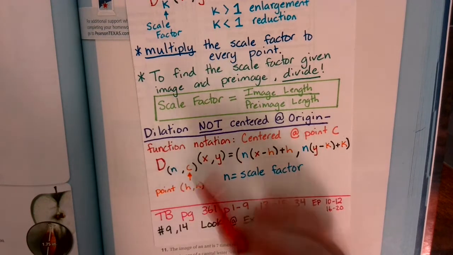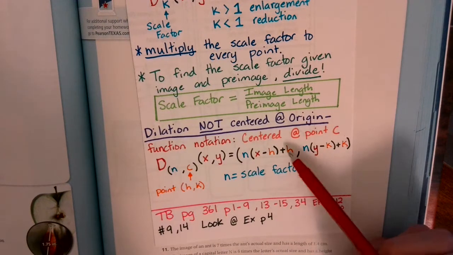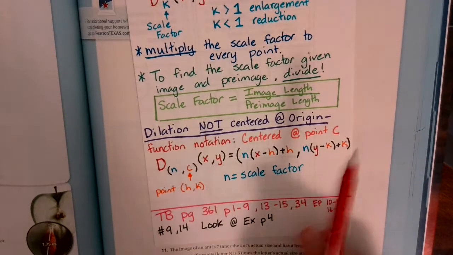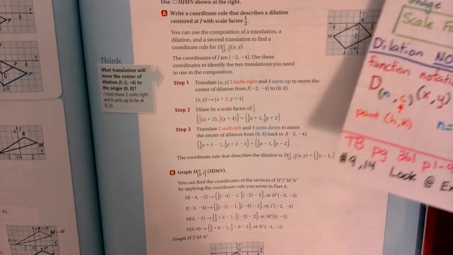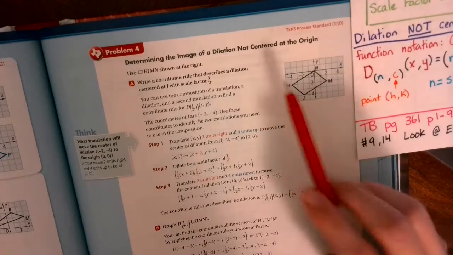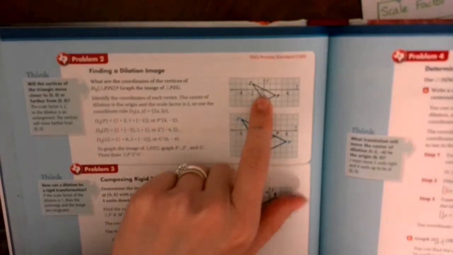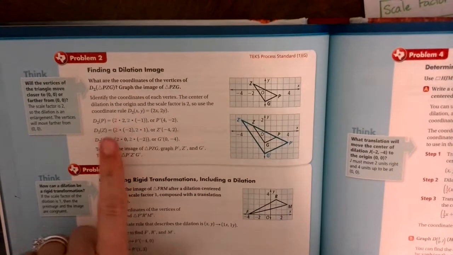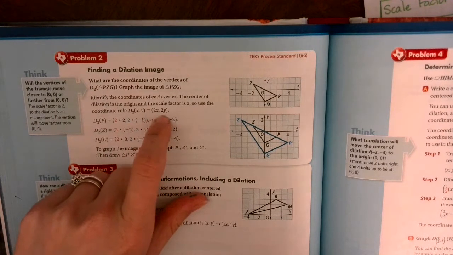Now, the great thing is we just have to plug it into this formula. Remember with my formulas, everything in black stays the same, everything in color changes. So let's look at this for an example. This one is a dilation centered at J, so it's not centered at the origin. Actually, let me show you one centered at the origin real quick. When it's centered at the origin, all we have to do is multiply 2 times every point. Just 2 times x, 2 times y.